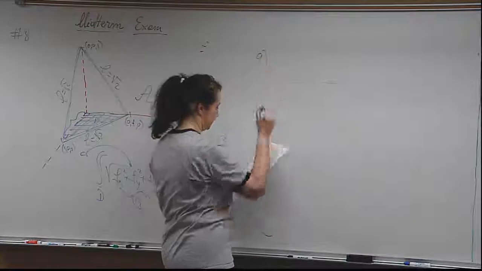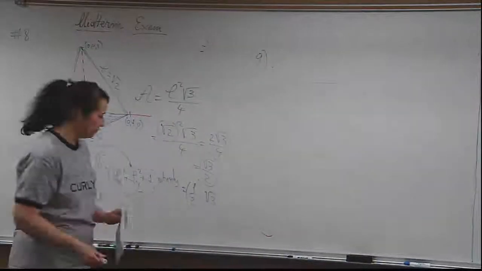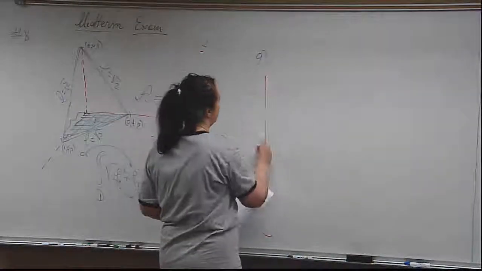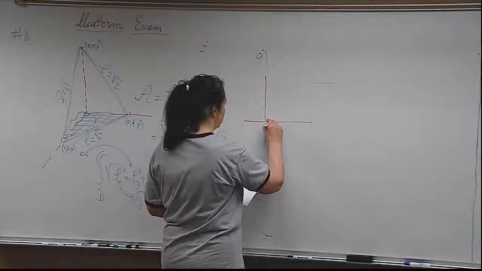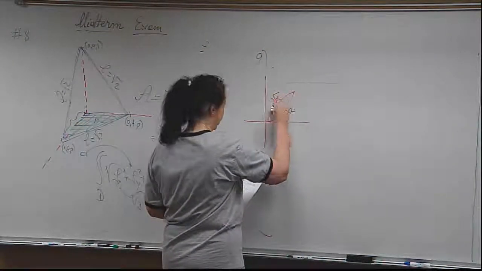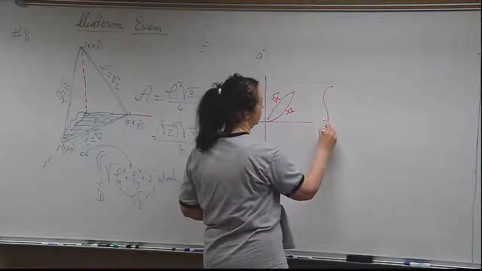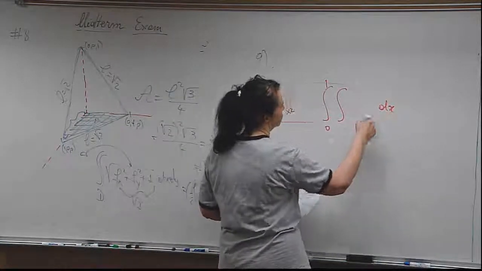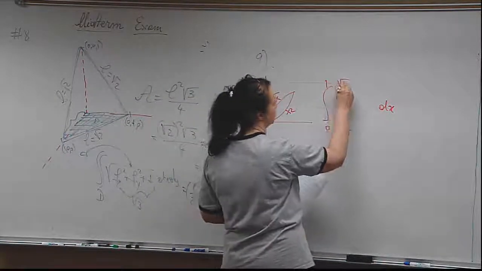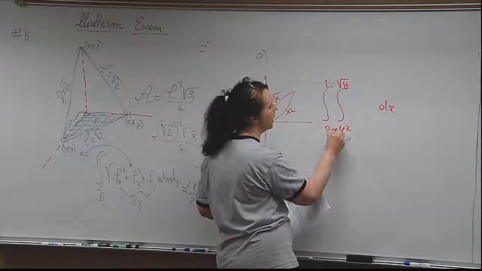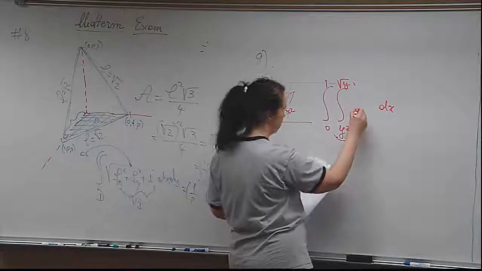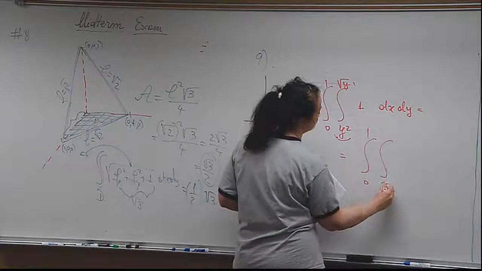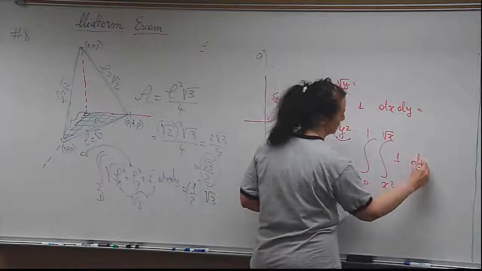Number 9. This was done by almost everybody, except for a few people who messed up on the limits. I don't know why. They drew x squared and they drew square root of x. And of course, the answer was the integral from 0 to 1. Now, if you do first x, you have x from y squared to square root y. Are you guys with me? Because this is smaller than that. Okay, so you have the integral of 1 dx dy equals the integral from 0 to 1, integral from x squared to square root of x, of 1 dy dx.